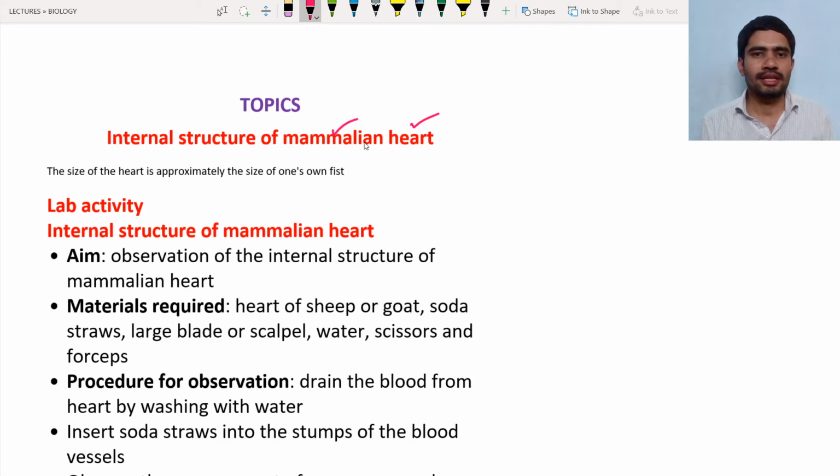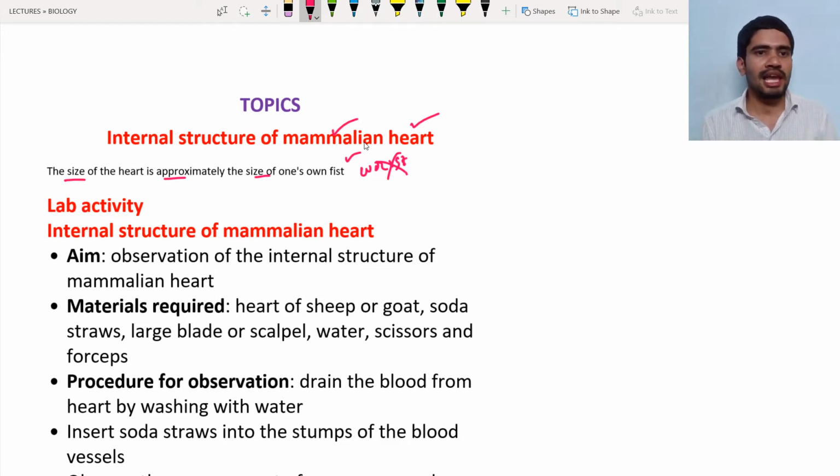In the last lecture we said that the size of the heart is approximately the size of one's own fist. You should not write the word wrist, you should write the word fist. What is meant by fist? If you fold your hand in this way, the size of your fist is the size of your heart.